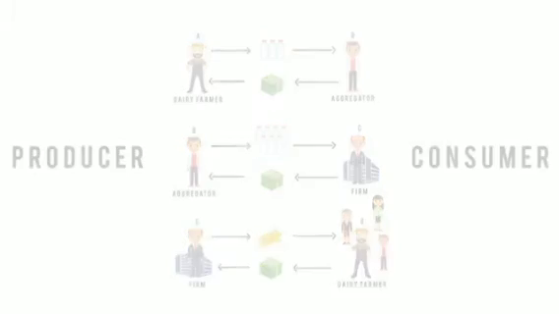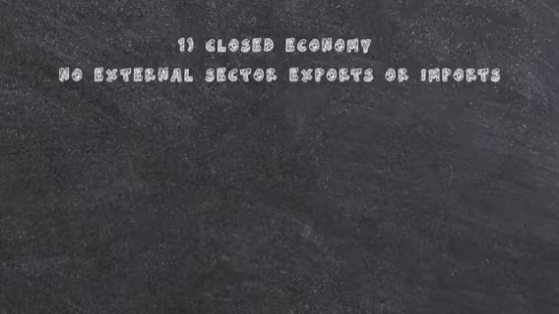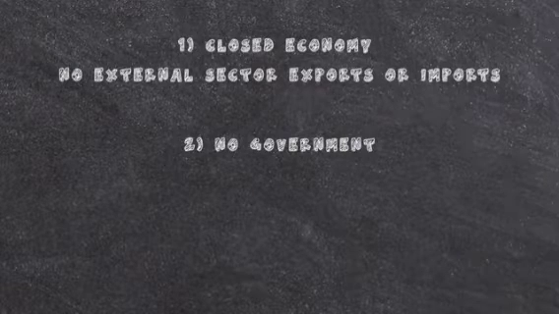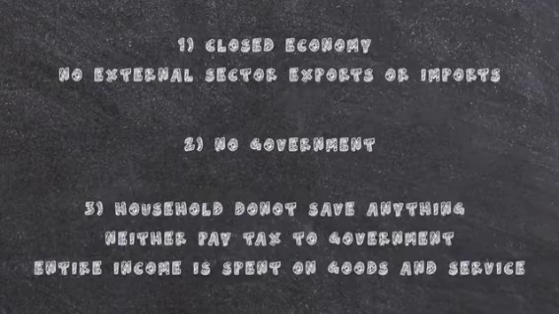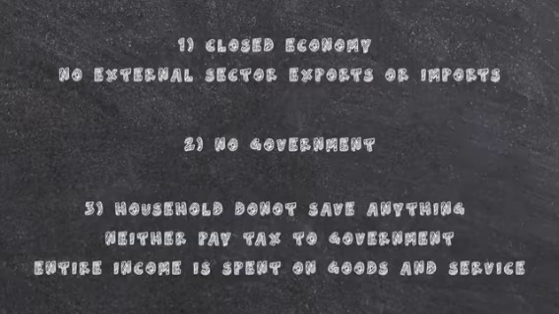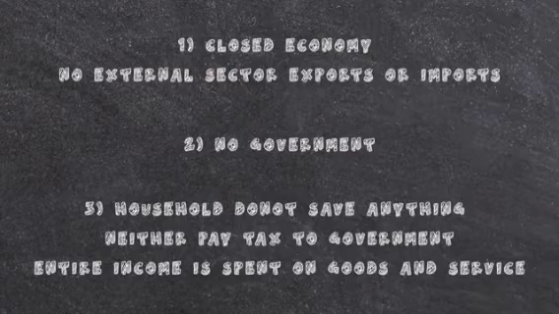Just like A, B and C, all hold the title of producer at one line of transaction, and consumer at another. There are certain assumptions to the circular flow of income. They are: first, it is a closed economy, that is, no external sector exports or imports. Second, there is no government in the economy. And third, households do not save anything, nor do they pay tax to the government. They spend their entire income in the purchase of goods and services.